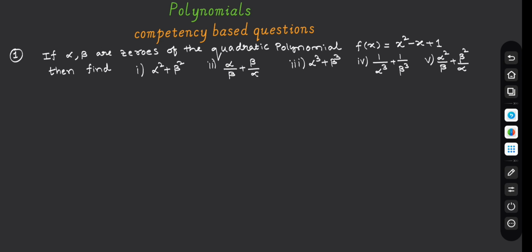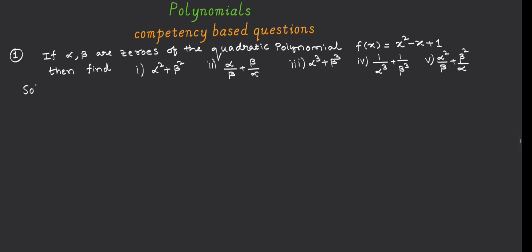So whenever a polynomial is given, we can find out sum of zeros and product of zeros first. So first write the given polynomial. Given f of x is equal to x square minus x plus 1 is the polynomial. So here we can write a is 1, b is minus 1, c is 1, the constant. Now we can find out sum of zeros.